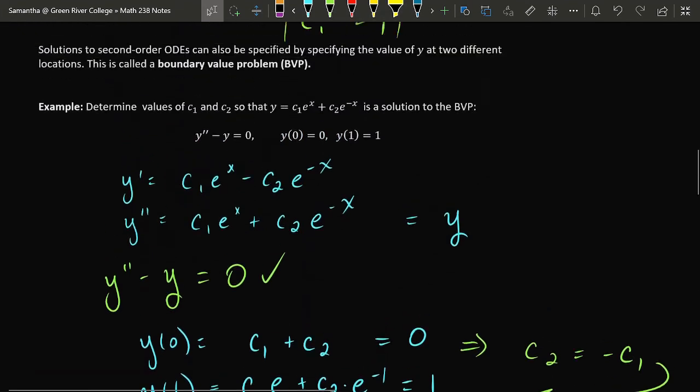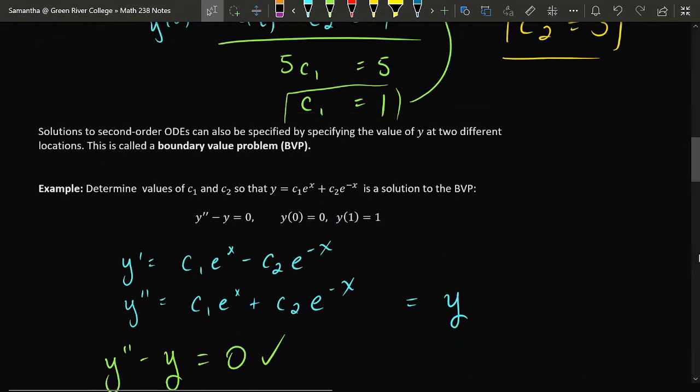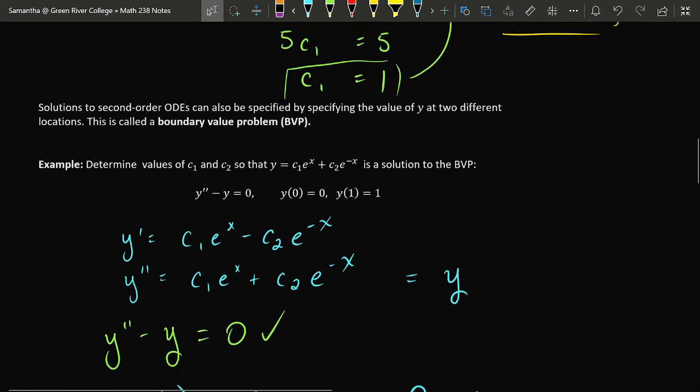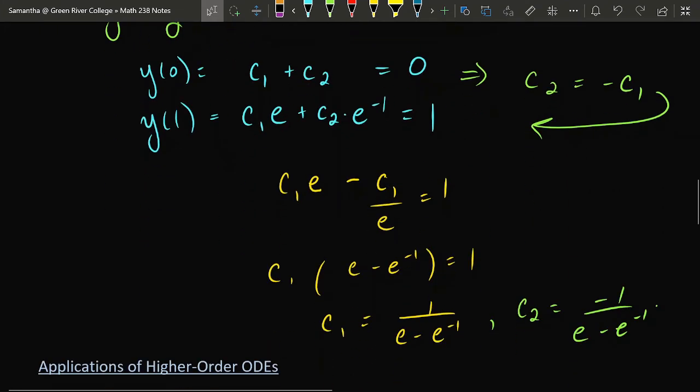So initial value problems and boundary value problems refer to two ways to take a general solution to an ODE, which contains some unknown coefficients, and refine it so that you know the values of those coefficients and you're looking at a single particular solution.